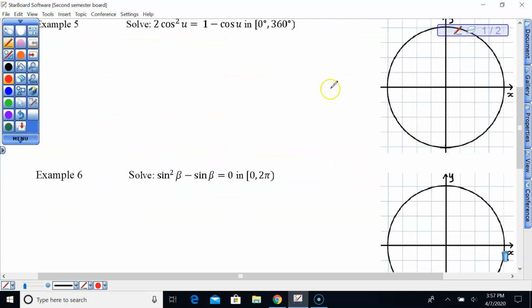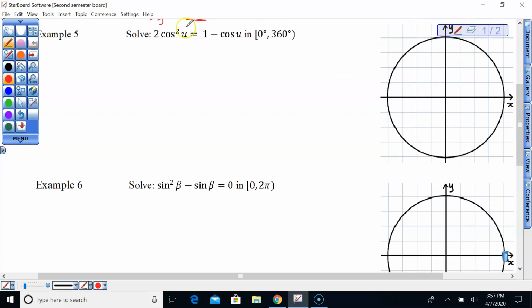Here we have example 5 that says solve 2 cosine squared u equals 1 minus cosine u in the interval 0 degrees to 360 degrees. It's definitely a quadratic trig equation. Look at that quantity squared there, and there's a quantity to the first power, and there's your constant. If you would prefer, you could let cosine u be replaced with x, and then solve it quadratically like you normally would, if that's helpful for you.